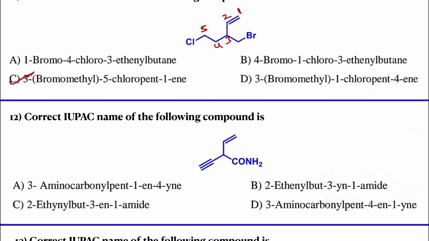Next, we have the amide functional group. This is the first carbon. This is the second carbon. You have two options. You can move right side, 2 carbons you will get, left side 2 carbons. That means the length of the carbon chain is the same. In that situation, we have to use the sequence rule. Double bond is more important when compared to triple bond. So based on that, this will be third carbon and this will be fourth carbon. And the name of this group is ethynyl, that is present at second place. So 2-ethynyl, but 3-en, 1-amide. So this is the correct answer.